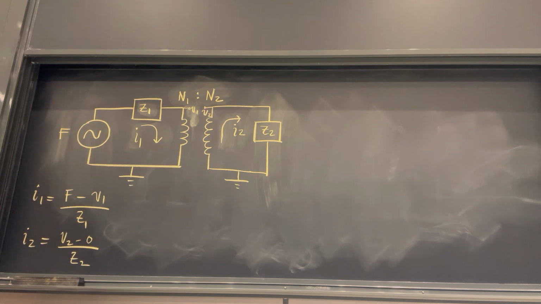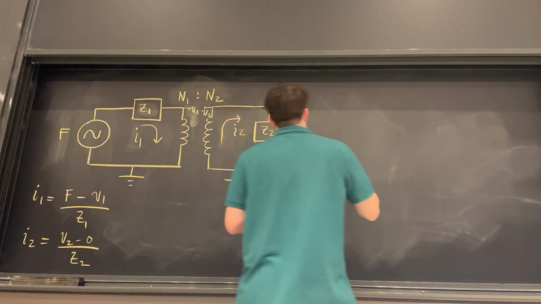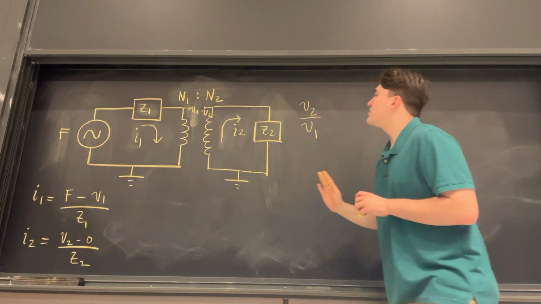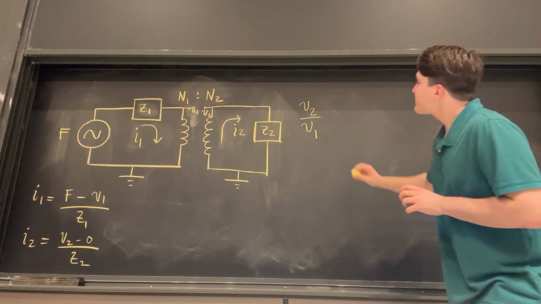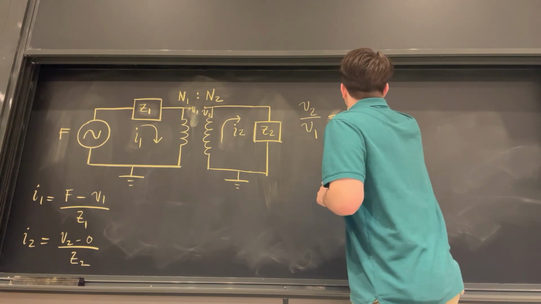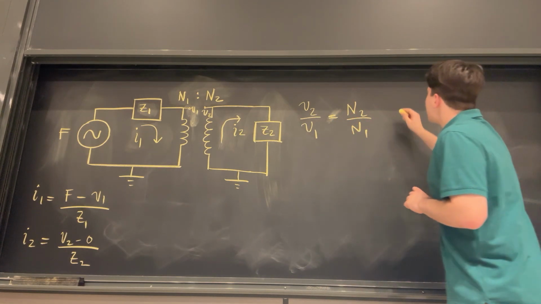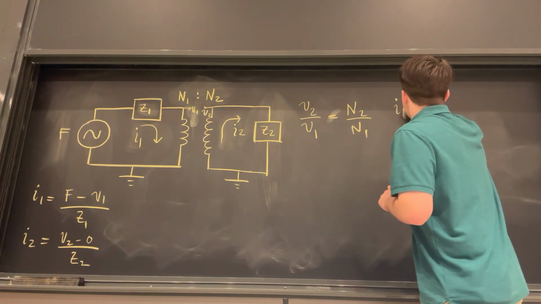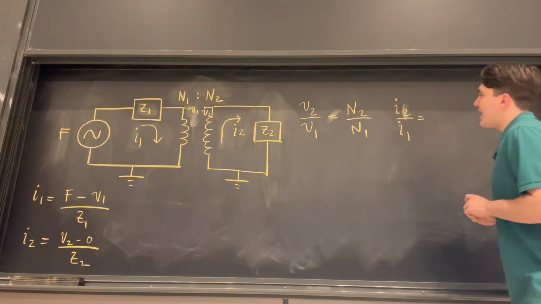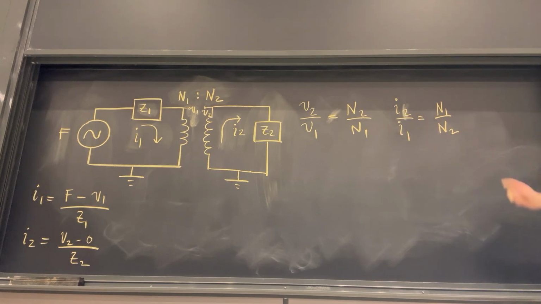And then let's think about the first principles of transformers themselves. Transformers make sure that the voltages between both sides of the circuit stay in the same ratio as the turn ratio. So they ensure that this is true. And then they also ensure that the currents stay in the opposite ratio. So I2 over I1 will be N1 over N2. It's the reciprocal of that first ratio.